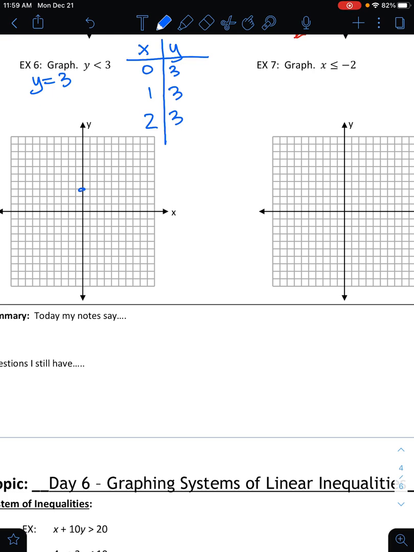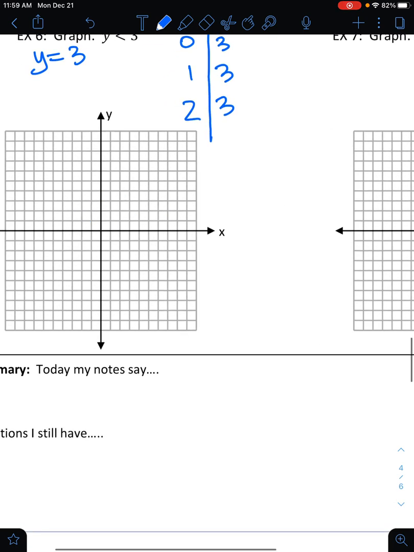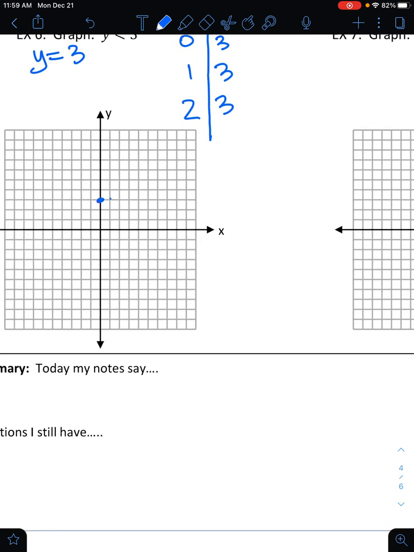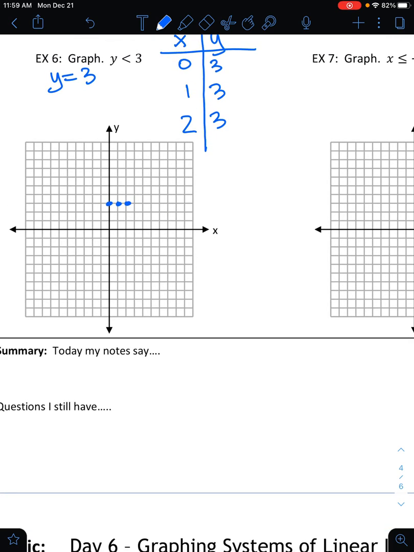So 0, 3, 1, 3, oops, let me make my dots a little smaller here. 0, 3, 1, 3, and 2, 3. So can you see the horizontal line forming? Okay, before I draw a line, is it solid or dashed? This is just less than, so dashed. So let's make a horizontal dashed line.